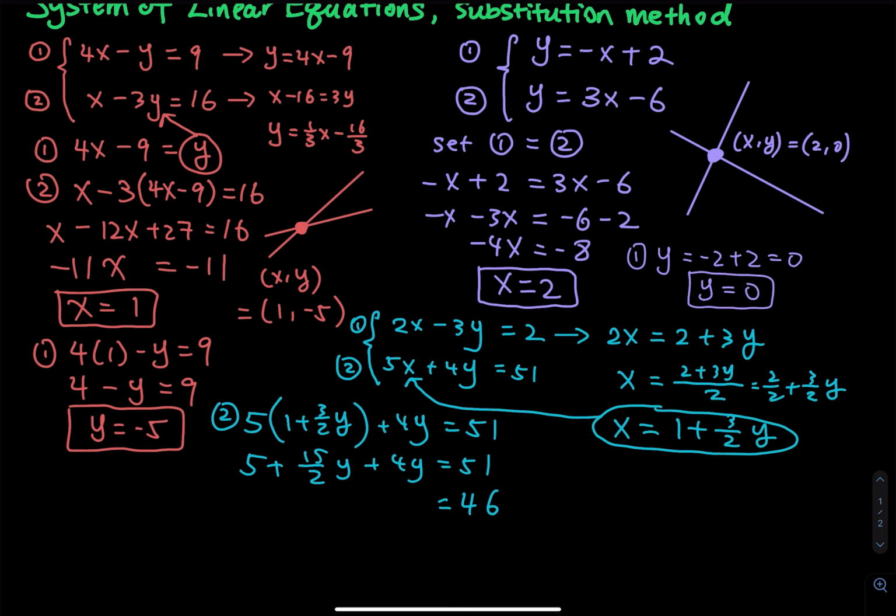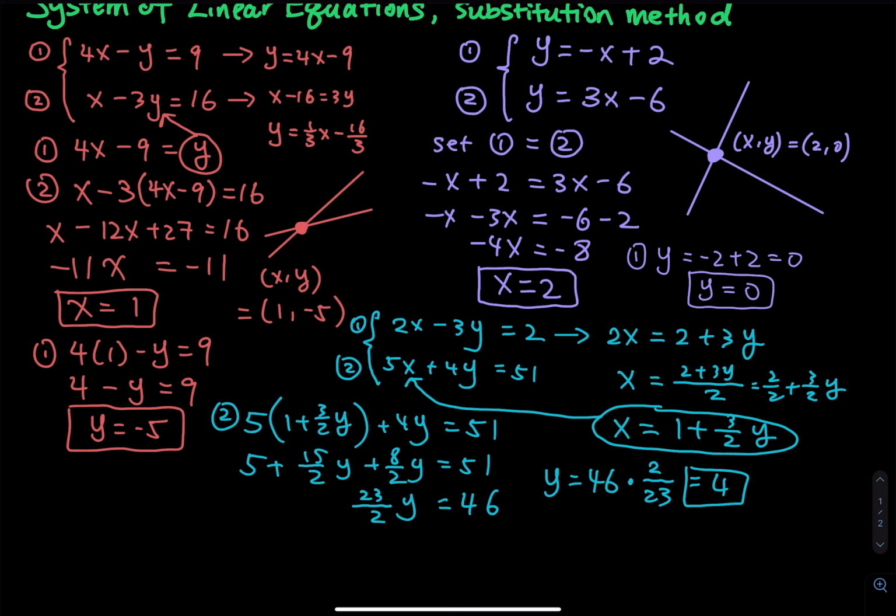And then on the left hand side, you can do a common denominator. So 4 for a common denominator, that is just 8 over 2, right? And then 15 plus 8 equals 23. So you have 23 over 2 y equals 46. And then what is y equal to? Y equals 46, and then you multiply by the reciprocal, which is 2 over 23, and then that equals 4. So y equals 4.